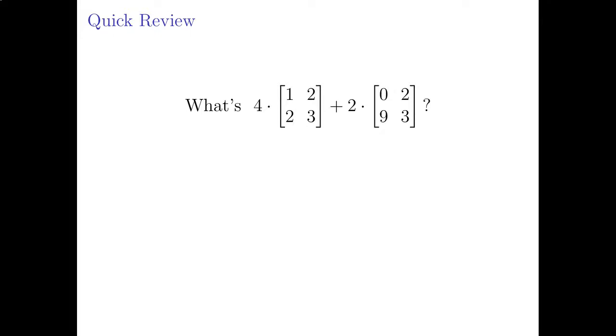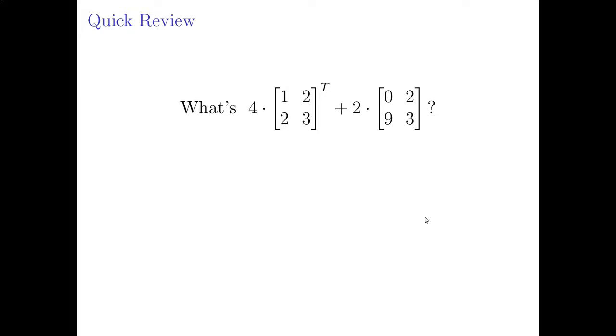Let's do some scalar multiplication times vectors and then addition. What happens if I get 4 times that first matrix plus 2 times that second matrix? What do I get? If you work that out, you should get that answer at the bottom, because scalar multiplication is nothing more than multiplying each of the elements by it. So we're going to multiply 1, 2, 2, 3, each of those by 4. And then we're going to multiply each of these elements by 2. And then we're going to add up the respective elements. You ought to get that.